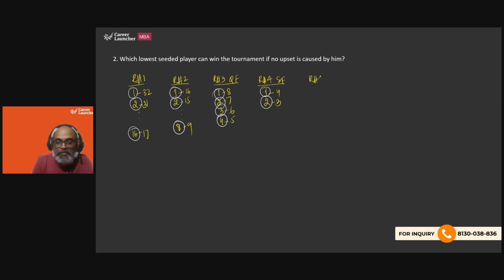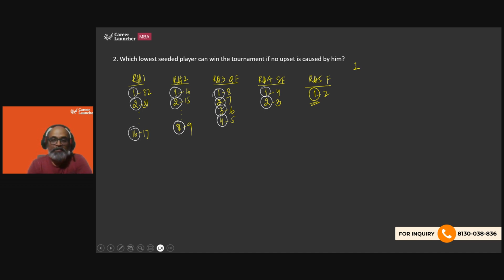Next, round number 5, we have got finals. In finals, 1 is going to play against 2. 1 wins, since we do not need an upset, so 2 should not win. Now, if we go back and think about it, if we do not want any upset to happen, shouldn't 1 always be the player who will win?